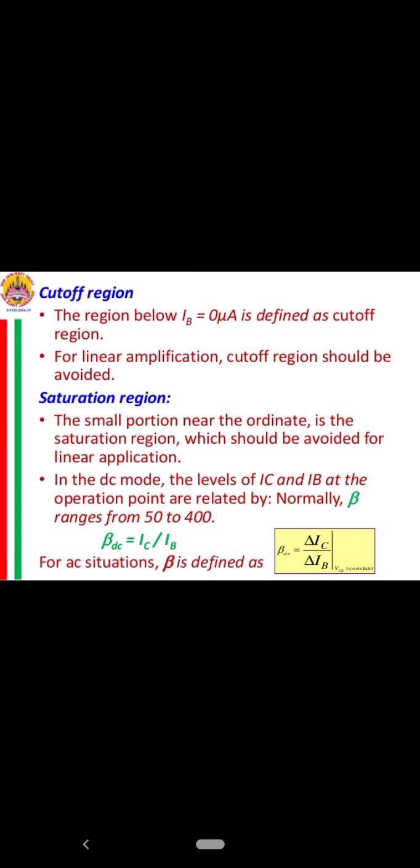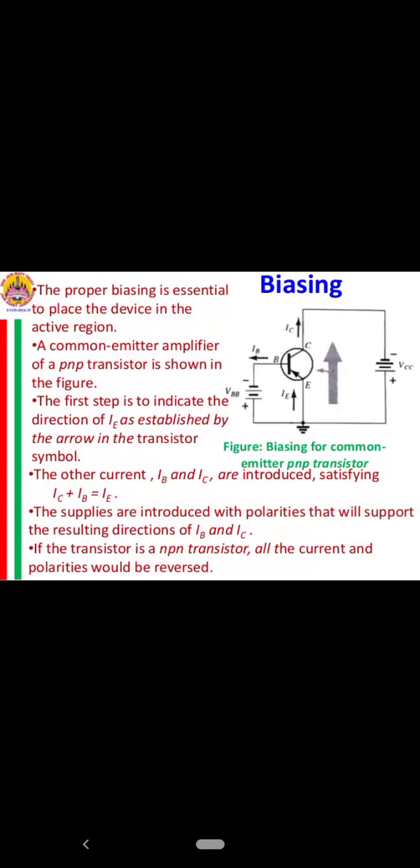In the DC mode, the levels of IC and IB at the operating point are related by beta, normally ranging from 50 to 400. So beta DC is equal to IC upon IB. For AC situations, beta is defined as follows. The proper biasing is essential to place the device in the active region.